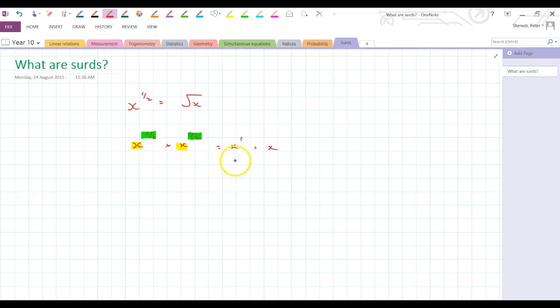So what multiplied by itself gives x? What do I know about this? Hopefully you realize that the square root of x, when you square it, you get x. If you've got the square root of x multiplied by itself, you get x. Think about it: square root of 4, square that, you get 4. So the square root and the squared are opposites of each other.